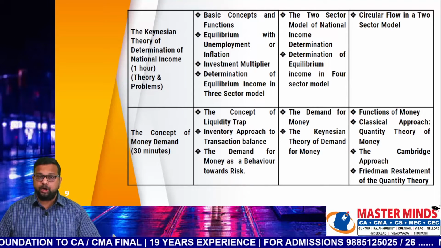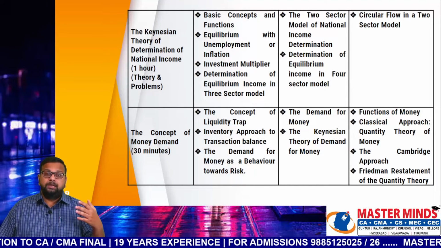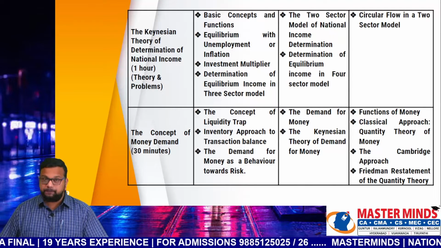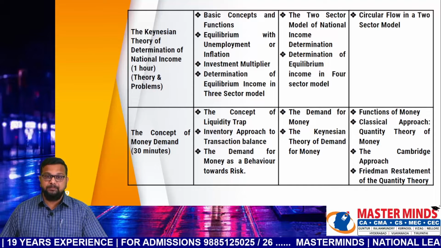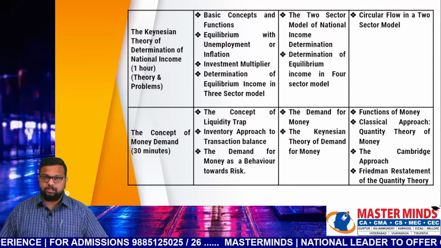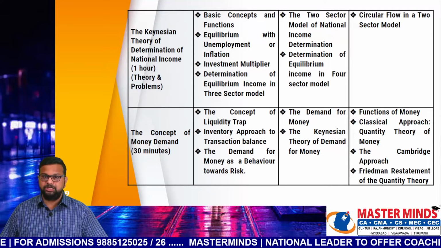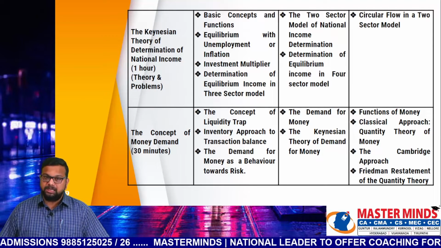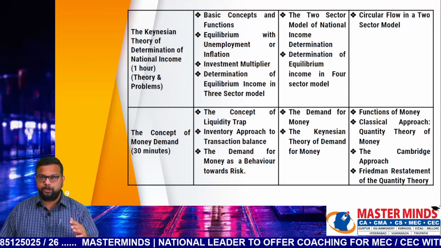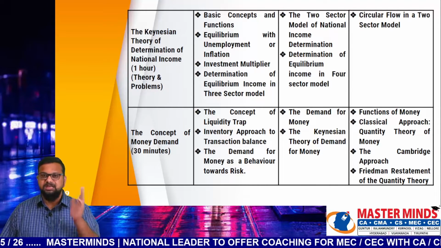So what are the first priority topics here? Basic concepts and functions, equilibrium with unemployment or inflation, investment multiplier, determination of equilibrium income in 3-sector model. Okay, these are the first priority topics. And second priority topics are the 2-sector model of national income determination and determination of equilibrium income in 4-sector model. So these are the first priority and second priority topics. Apart from this, whatever is left is third priority topics.